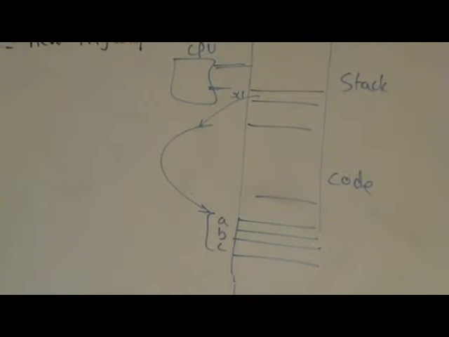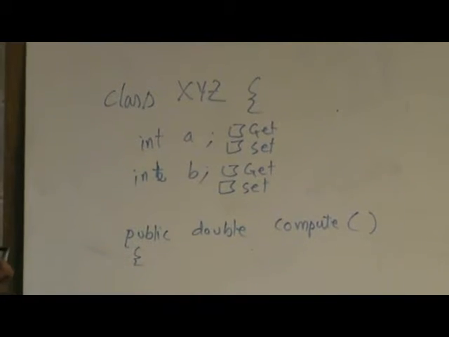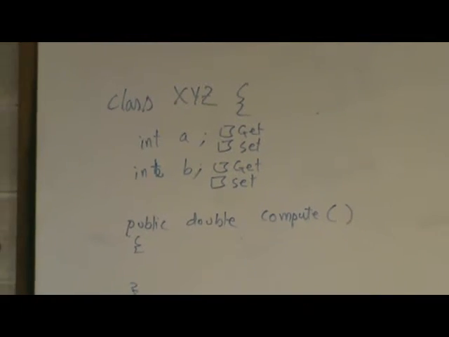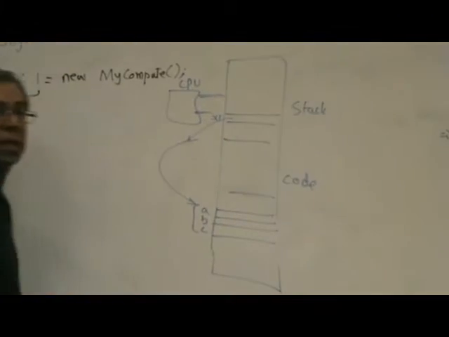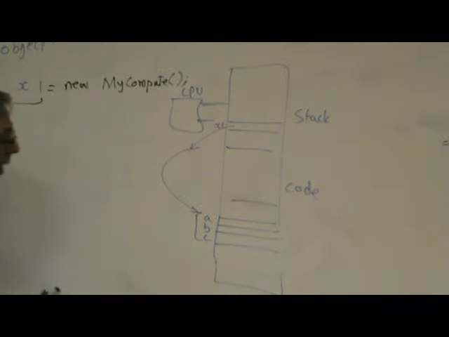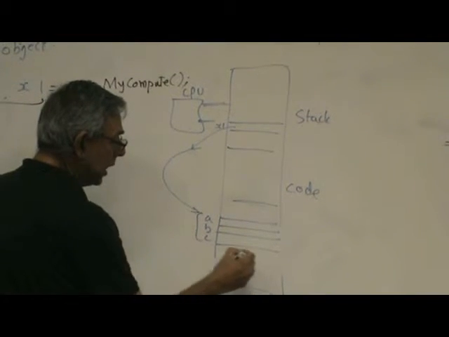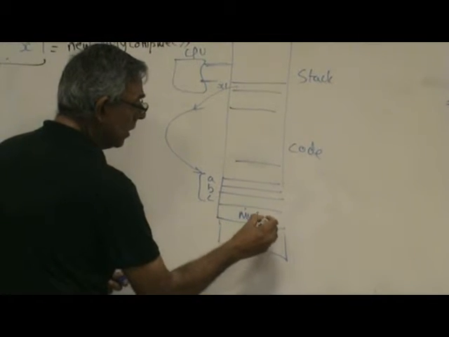So the question is, what about these get set functions? And what about this compute function? Where does that go? Does that also go with each and every object? Code. See, if we stored it with each and every object, so myCompute also.